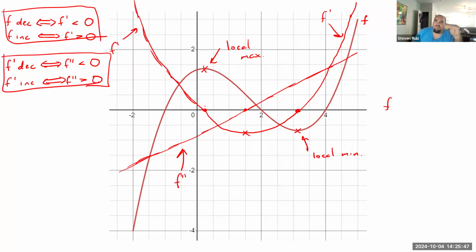But it's not enough. If you find that your first derivative is equal to zero, that is not enough to say that you have a local max or a local min. In fact, it could be neither. What else do you need to do? Well, you have a couple of different things you could do, and I'll talk about them both here.